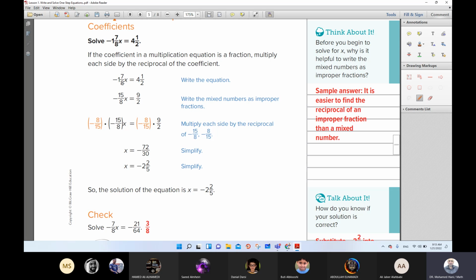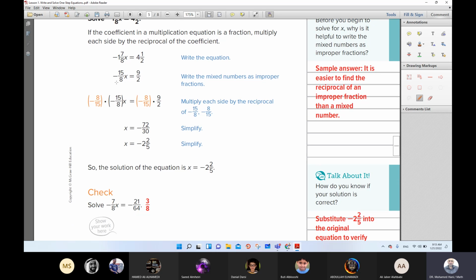1 times 8, 8. 8 plus 7 will be 15 over the same denominator. So -15/8 x. And here the same idea, 4 times 2, 8. 8 plus 1, 9/2. Always when you have a fraction coefficient, to solve this equation, multiply the two sides by the reciprocal of the coefficient. The coefficient here is -15/8. What is the reciprocal? It will be 8/15.